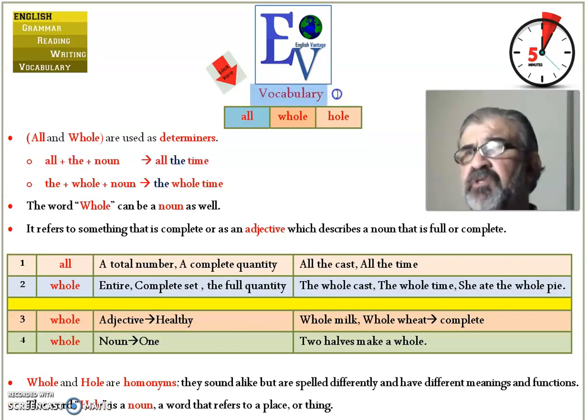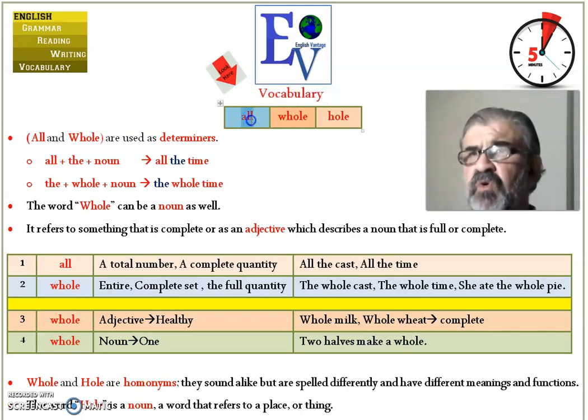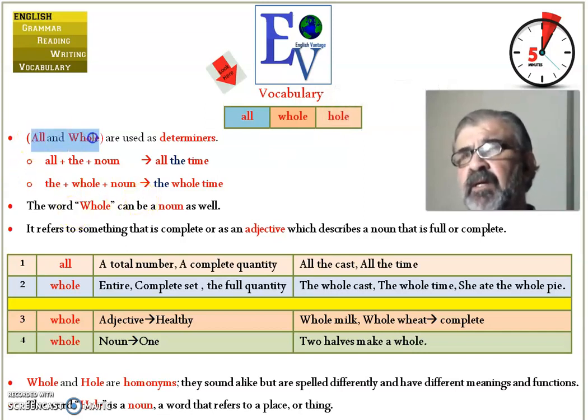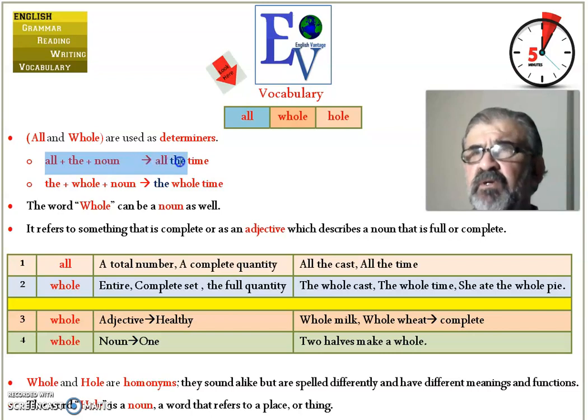Today's mini grammar tutorial will deal with vocabulary. We're going to distinguish between three confusing words in English: all, whole, and hole. Let's start with all and whole, which are used as determiners. See where the definite article is placed. Now, all plus the and noun. You say all the time, all the cast.